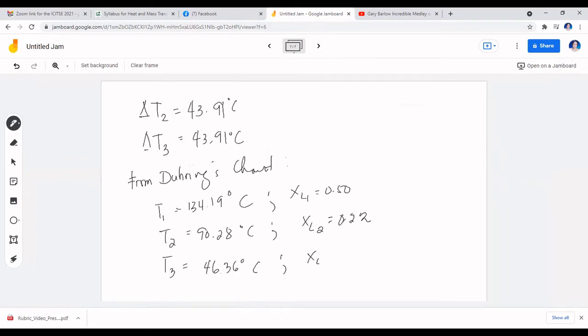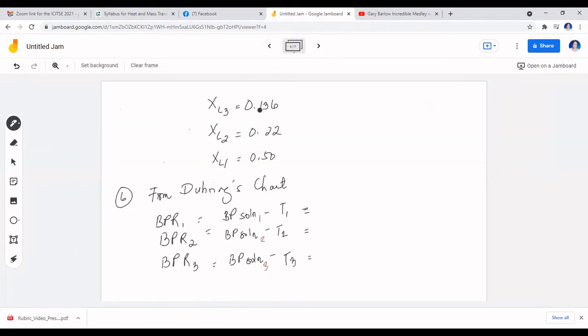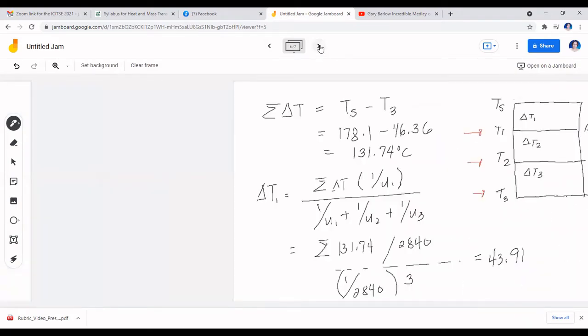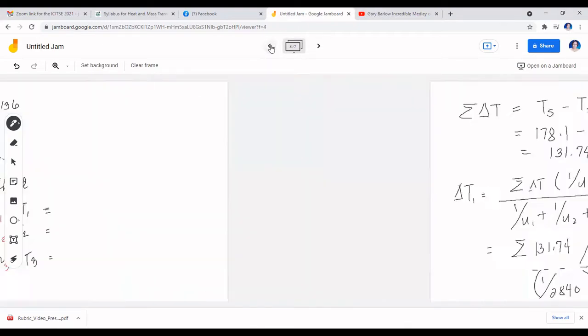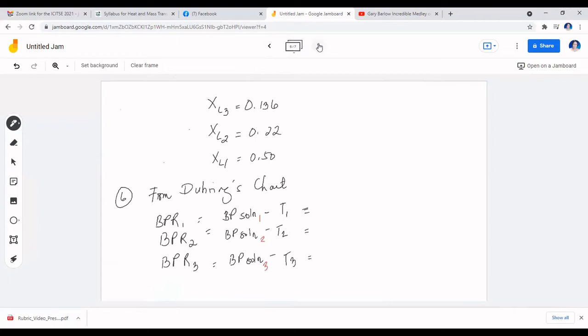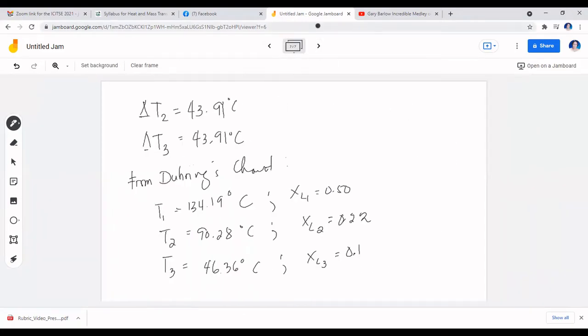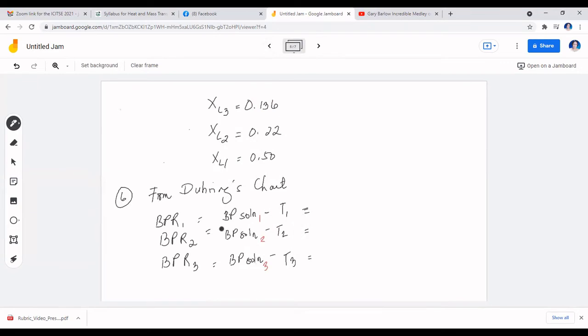And you'll have the XL3 originally given in the problem to be 0.136. By the way, it's not given. We determined it just like XL2. I keep on thinking of the feed solid content as XL3, so 0.136. Okay, so this will be the pair of information that you will be needing when you use your Dühring's chart to get the BP of your solution, the BP here that we'd like to place in here.